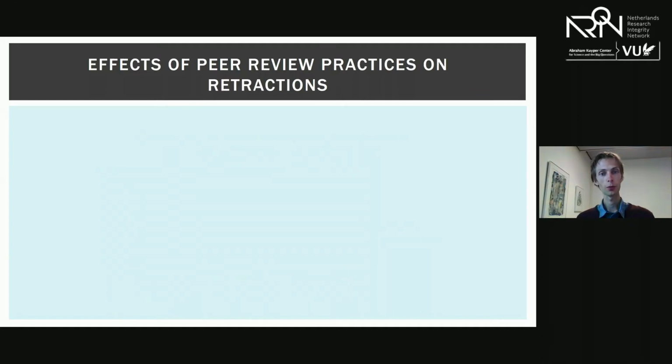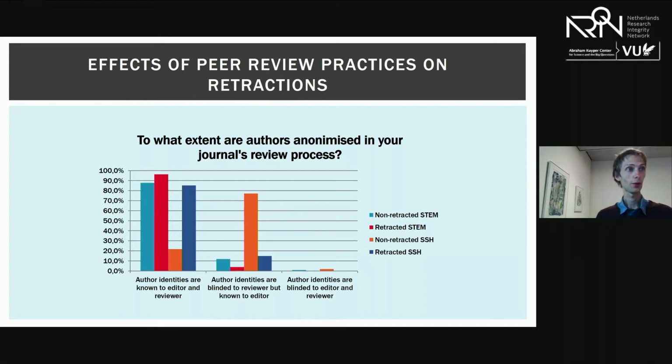And this effect becomes even more obvious when we distinguish between research fields. So here we see the STEM and the social science and humanities fields separated. And then you see that in the social sciences and humanities, nearly 80% of all non-retracted articles actually go through double-blind peer review, whereas over 80% of all retracted articles went through single-blind review. So the way in which we organize our peer review practices really seems to make a difference on the number of retractions appearing.